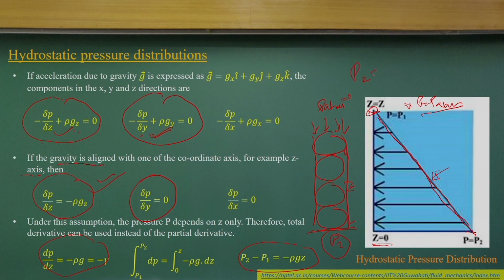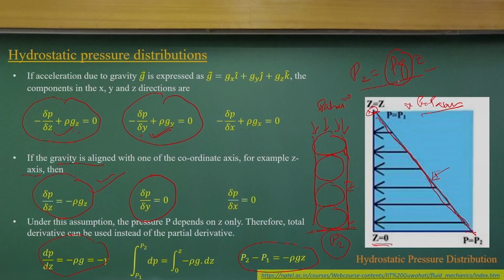That means the pressure will be rho g, the weight of the water or the weight of the virtual fluid balls stacking here, times Z, the column height. So, this is a very simple way we can find it out.